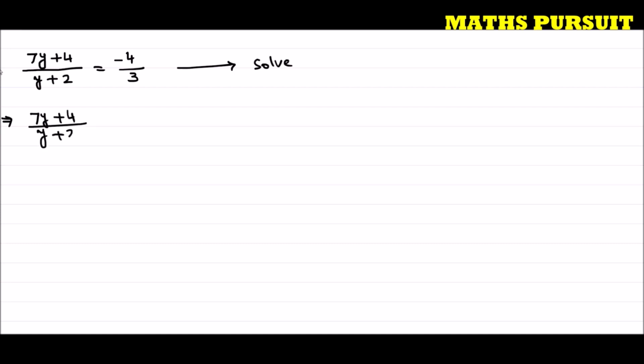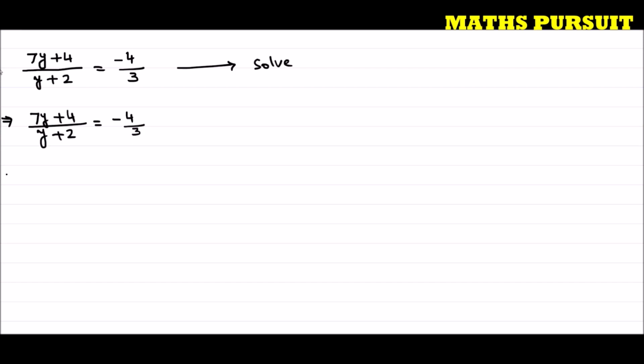The question has given us here this expression, (7y + 4) divided by (y + 2) is equal to minus 4 upon 3, and the question is asking us to just solve this expression. So guys, let us see how we can solve this expression. The given question is (7y + 4) divided by (y + 2) is equal to minus 4 upon 3. This is what the question has given us.